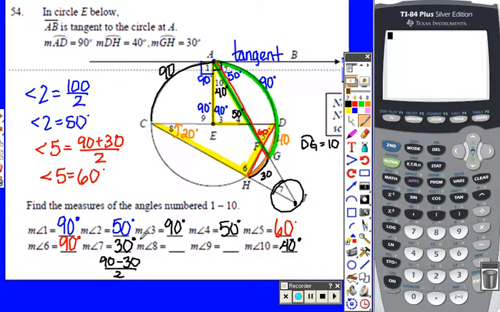Measure of angle 8. Oh, good, I already knew that one. That's 20. The measure of angle 9, I already know that one. That's 90. And measure of angle 10, I'm done.